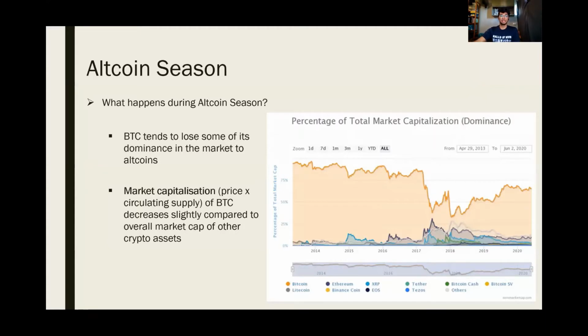During altcoin season, Bitcoin, the major cryptocurrency, tends to lose some of its dominance in the market to altcoins. In terms of market capitalization, Bitcoin has just under half of the circulating supply of market capitalization of all cryptocurrencies, but this fluctuates on a daily basis, as I'm sure everybody would be aware of. During altcoin season, this would be a prolonged period where the market cap of Bitcoin decreases slightly compared to the overall market cap of other crypto assets, and we can see other altcoins taking the rise in terms of price and market cap.